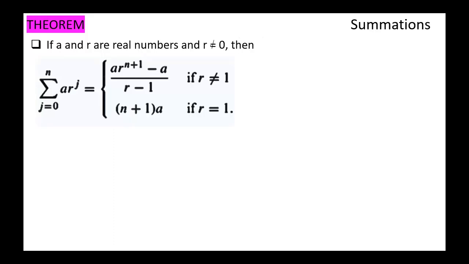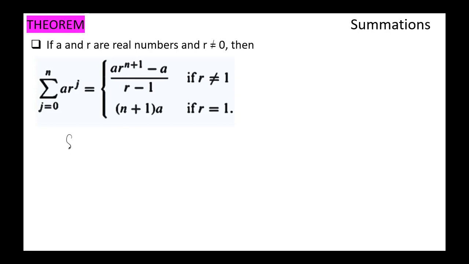Next theorem: if a and r are real numbers and r is not equal to 0, then the summation j from 0 to n of a multiplied by r to the power j equals (a r to the power n plus 1 minus a) all over r minus 1 if r is not equal to 1. If r is 1, this summation equals n plus 1 multiplied by a.